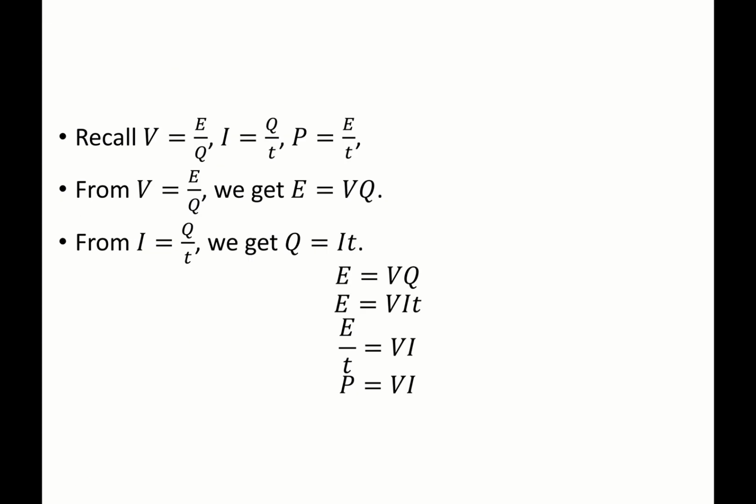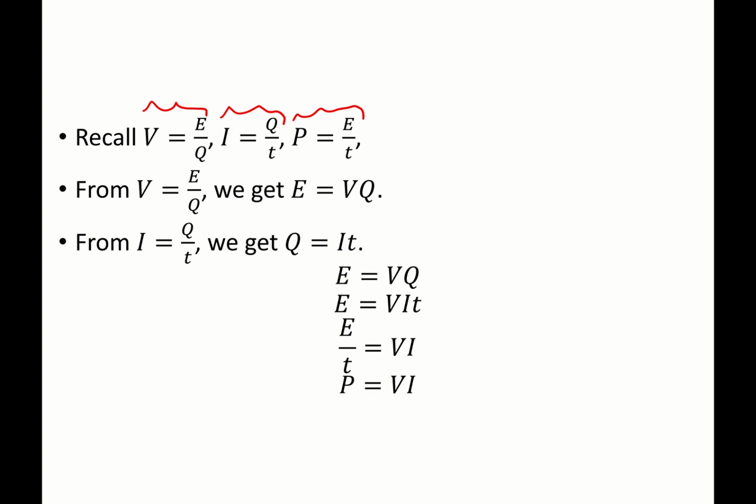Now, moving on, we are going to show you how to derive the formula first. Recall V equals E over Q. That's covered in current electricity, potential difference or electromotive force. I equals Q over T, and that's your current, which is defined as rate of flow of electric charge. And P equals E over T, that's power equals energy over time, which we already covered under conservation of energy.